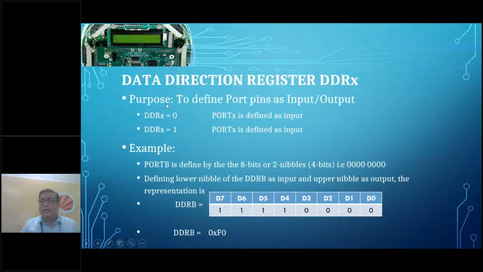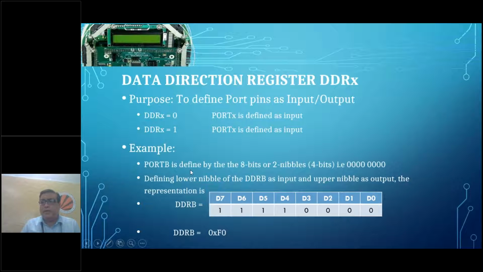So, how do we define a port pin as input or output? If a particular pin value in DDRX is 0, that pin is configured for input. If the pin value in the DDRX register is 1, then that pin is defined as output. That means that particular pin is used for output. One example is given here.